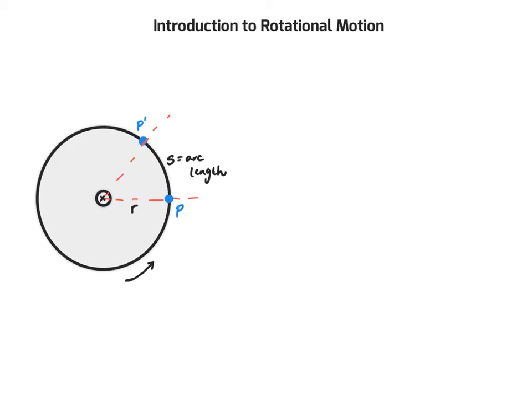But not only did we cover some arc length S or some linear distance here, but we also covered some angular distance that I'm going to call theta. And this is our first key with rotational motion. We have this thing called angular displacement. And we're going to define that mathematically as theta. So this was our angular displacement right here.